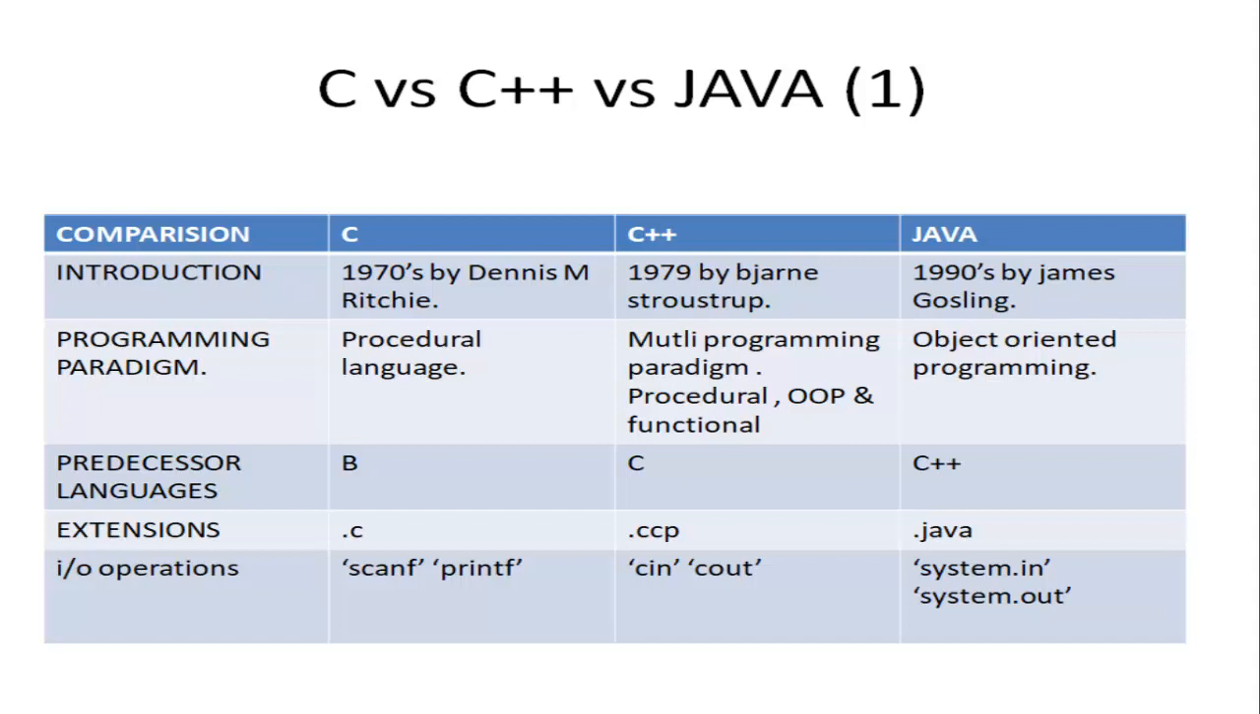File extension. The program written in C is usually saved in .c extension. In C++, it is saved in .cpp extension. In Java, it is saved in .java extension. Standard I/O operations. Standard I/O operations in C to read and write data from two standard devices are scanf and printf respectively. In C++, cin and cout are used for I/O operations. In Java, System.in and System.out are used for I/O operations.